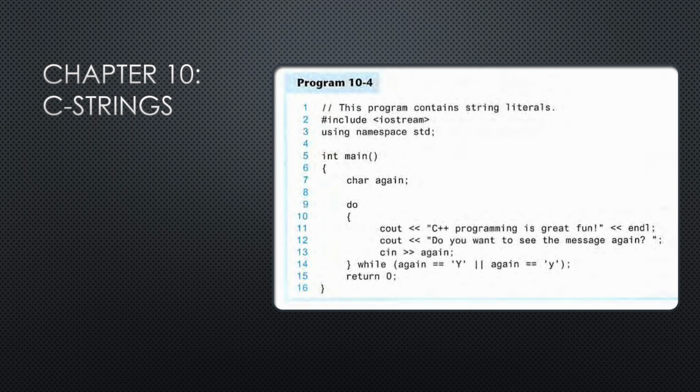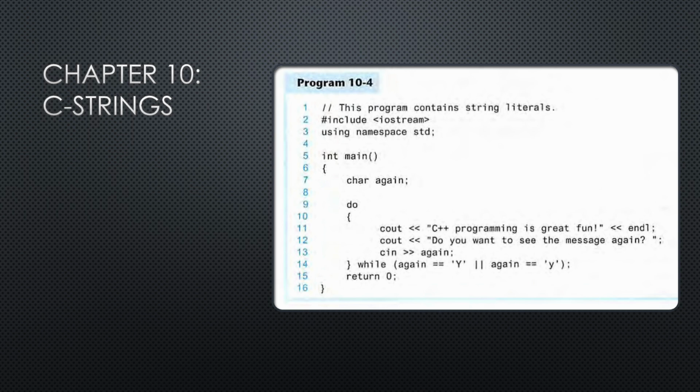Back in Programming 1, we learned about strings. In Chapter 10, we're being introduced to a similar concept called a C-string. A C-string is a sequence of characters stored in consecutive memory locations and terminated by a null character, which is also known as a null terminator.